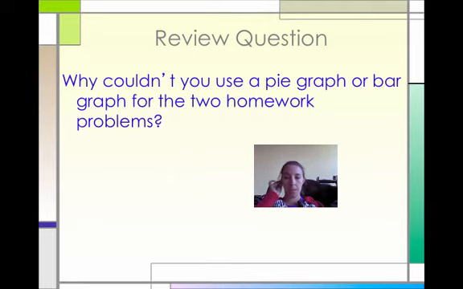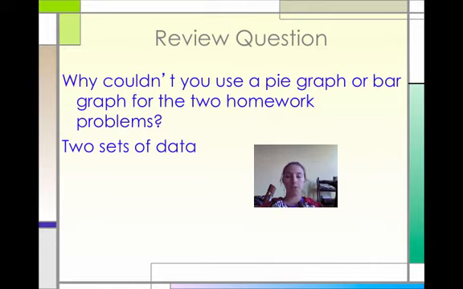Why couldn't we use a pie graph or a bar graph, a circle graph or a bar graph, not for the 2 homework problems, but for scatter plots? It's because you have to have 2 sets of data. With scatter plots, you have 2 sets of data. With pie charts, circle graphs and bar graphs, you need one set of data. You're just asking someone how much time did you spend studying, and then you would have the bars for different people. You're not asking time spent studying, grade on the test, and where do they meet each other.